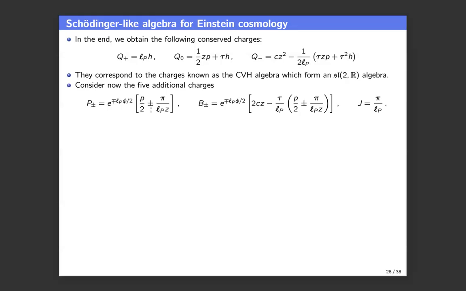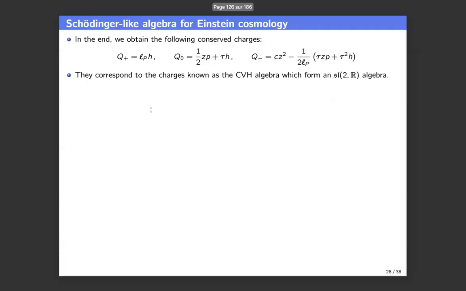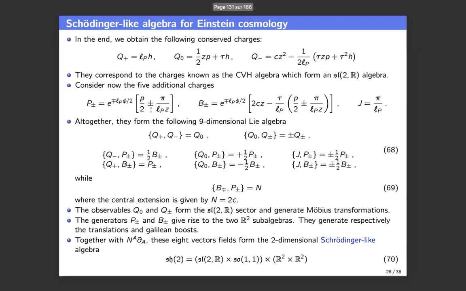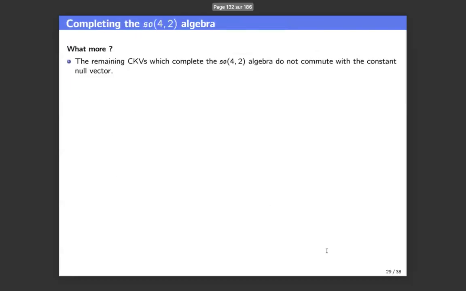Okay, so basically you obtain a set of other charges, B, P plus, and J. And all of these guys form this algebra that we call the Schrodinger-like algebra. So the B and P form the R2 cross R2 sector. This guy forms the SL2R sector, and the J here forms the SO(1,1). So this is a boost. And since I don't have time to show you this, I will just go very quickly.